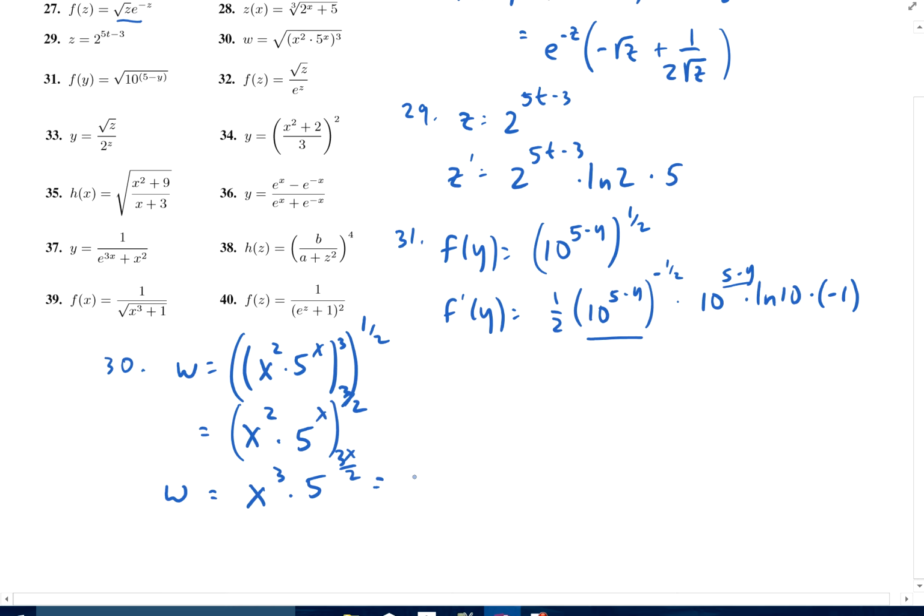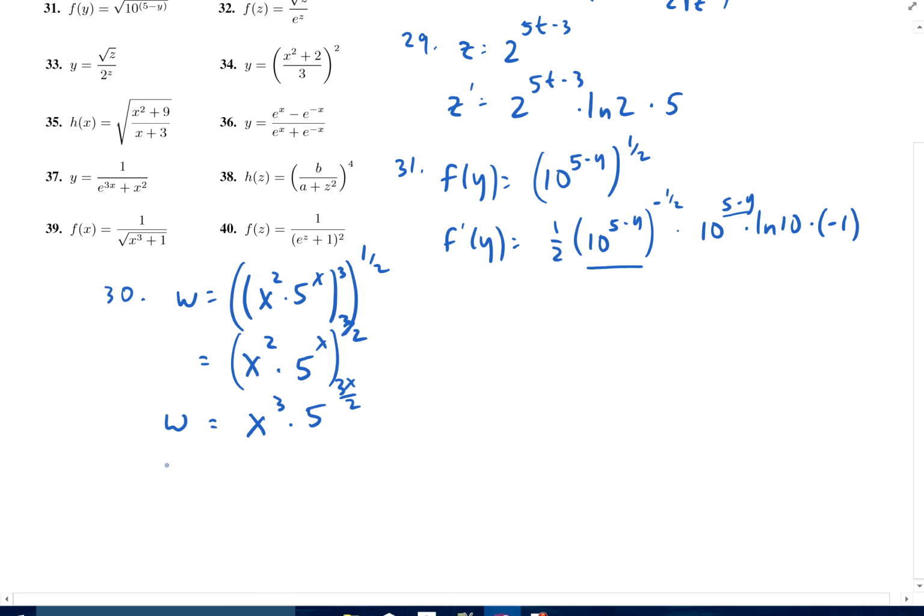So now I'm going to use the product rule, oops, and write it like this. W prime is the first times the derivative of the second, 5 to the 3x over 2 natural log of 5, then the chain rule times 3 halves, plus the second times the derivative of the first. Okay, there we go on that.